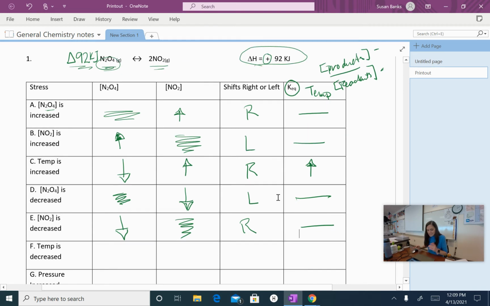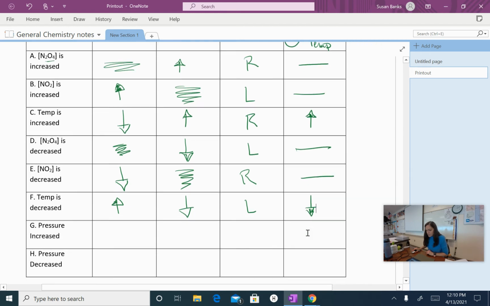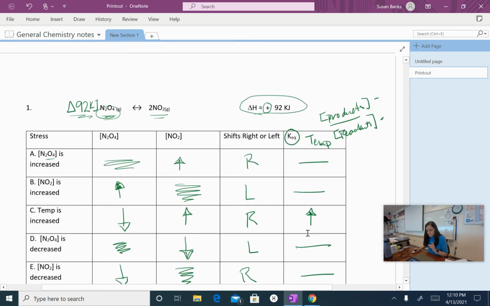Our temperature is decreased. That's going to make our reactant side less. It's going to make it very light. So we're going to shift left. So that's going to increase our dinitrogen tetraoxide and decrease our nitrogen dioxide. We have then made our reactants bigger and our products smaller. So that means our equilibrium constant is going to go down. That ratio is going to go smaller. Okay? Pressure. We're going to look at the number of moles on both sides.